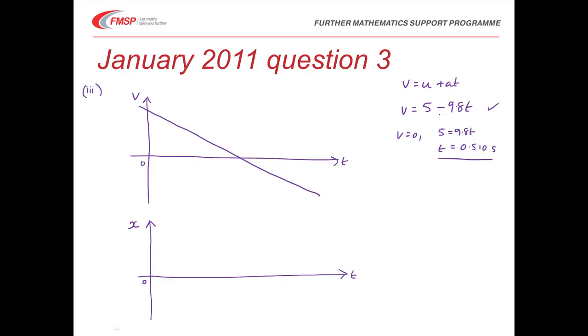It's negative gradient, minus 9.8, so it's going downhill. We already knew from the question that we start with a velocity of 5 meters per second. And when the ball is thrown up, there's a moment at the top when the velocity temporarily is 0 before it starts coming downwards, and its velocity is negative, in other words heading downwards, and I've just found that time. It's when t equals 0.510 seconds.